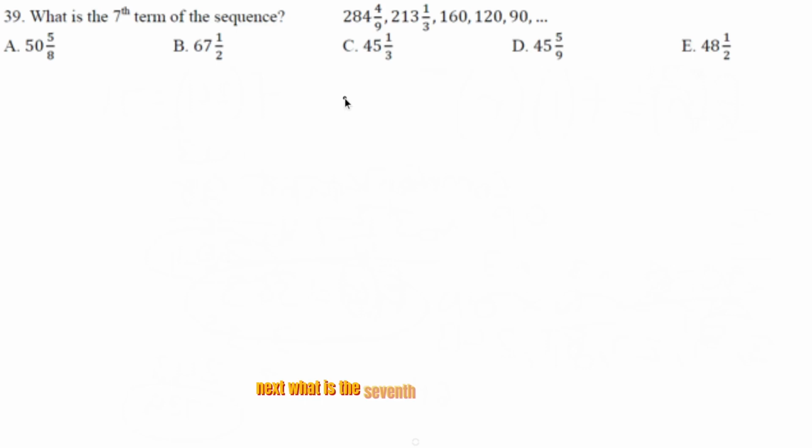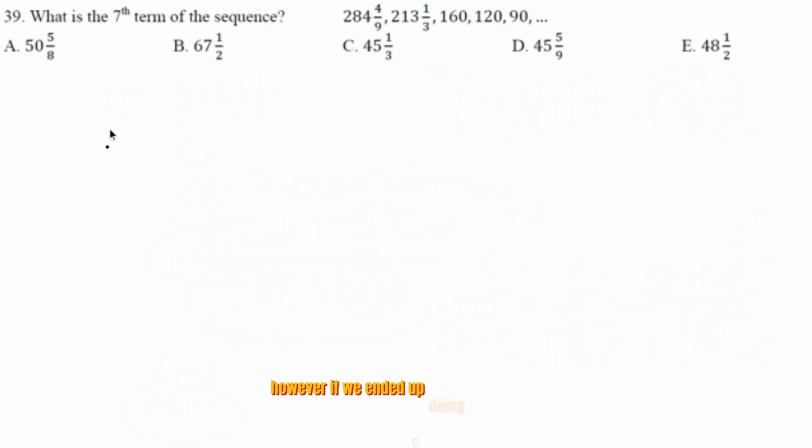Next, what is the 7th term of the sequence? 284 and 4 ninths, 213 and 1/3, 160, 120, and 90. Alright, so this is a geometric sequence because each number is 3/4 of the previous number. For example, 90 is 3/4 of 120, 120 is 3/4 of 160, and 160 is 3/4 of 213 and 1/3. So that means we could do the formula to find the 7th term.